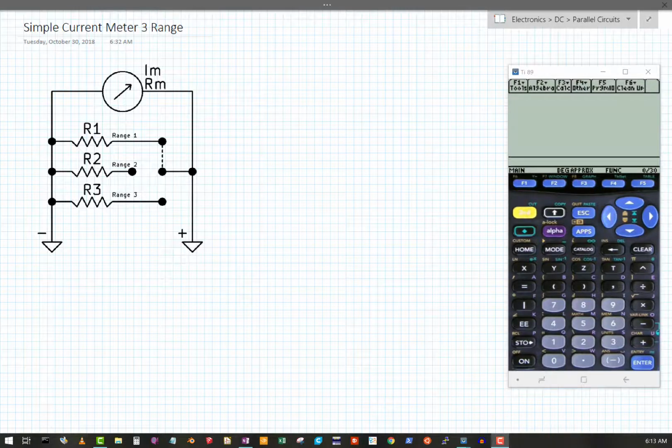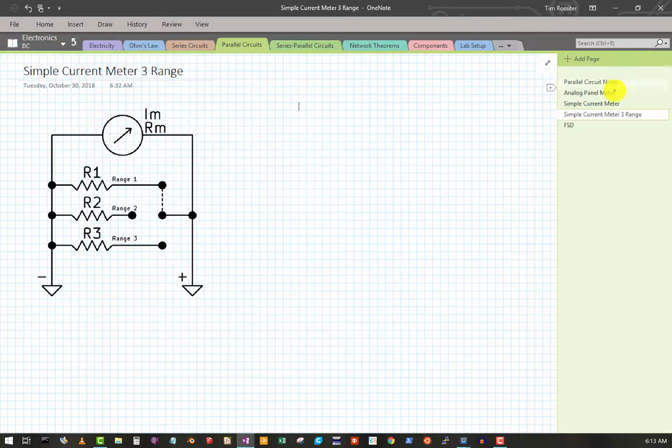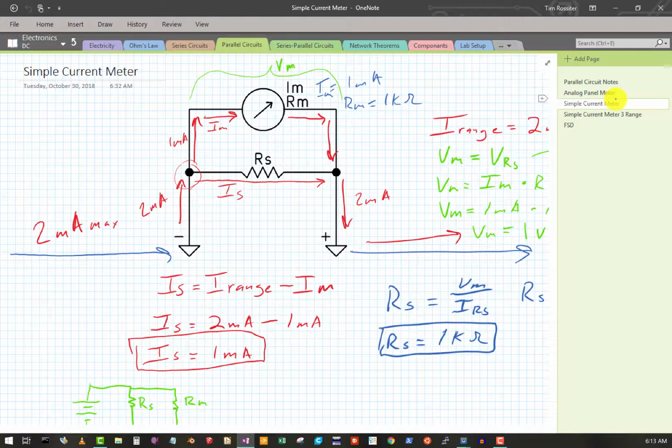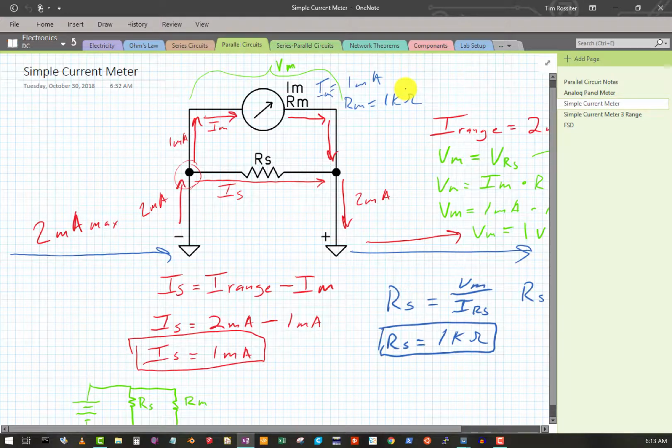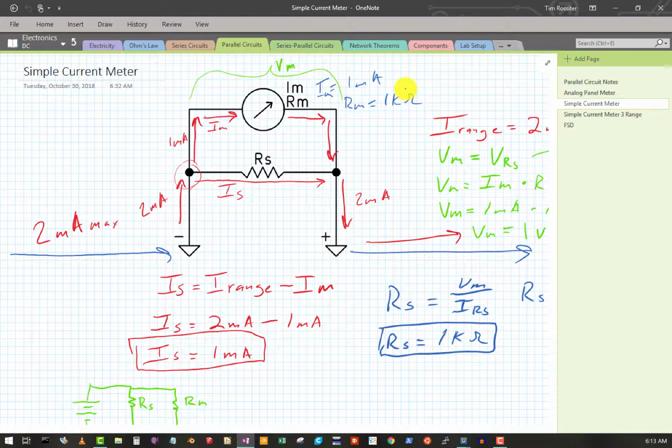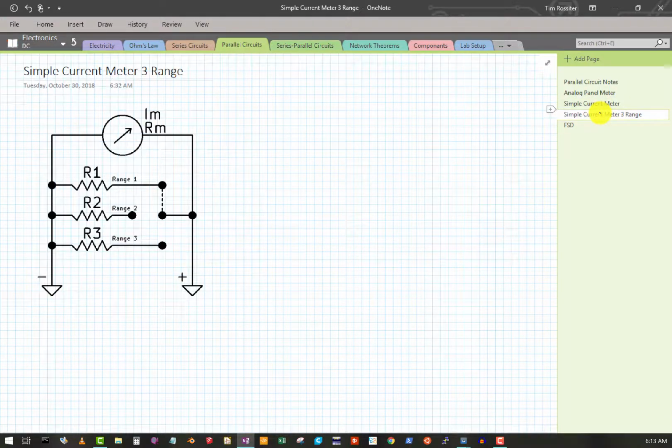Alright, so today we're going to do a multi-range simple current meter. Basically, all we have here is a simple current meter from the previous video, where we have a panel meter and we know the full scale deflection current, or the I meter, and we need to extend the range to use our panel meter to measure currents larger than the full scale deflection current for the panel meter alone.